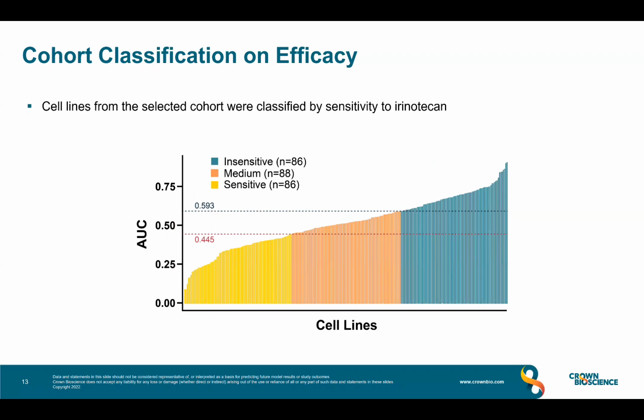The solid tumor cell lines were then classified by proper AUC cutoffs according to the overall distribution of the cell line sensitivity to the drug. As we can see, 86 cell lines with lower AUC were defined as sensitive cell lines, while another 86 cell lines with higher AUC were defined as insensitive cell lines, and 85 cell lines in between were grouped as median cell lines because we are not sure whether these are true responders or not.